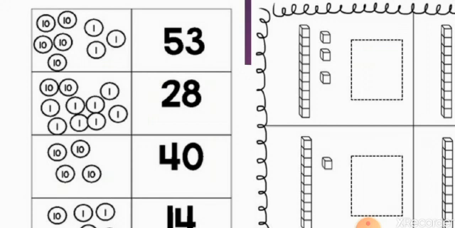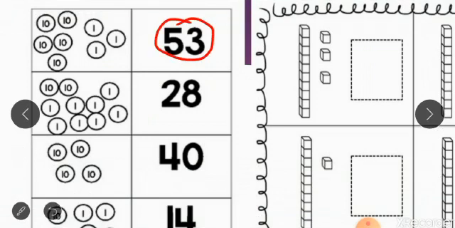How many tens coins are here? I have 1, 2, 3, 4, 5. 5 ten coins are here. So I can put in 5 tens. And how many ones coins are here? 3 one coins are here. So I can write here 3. So my number is now 53.